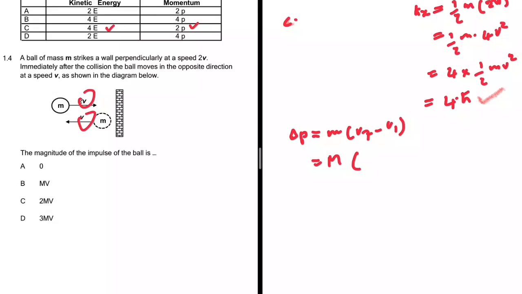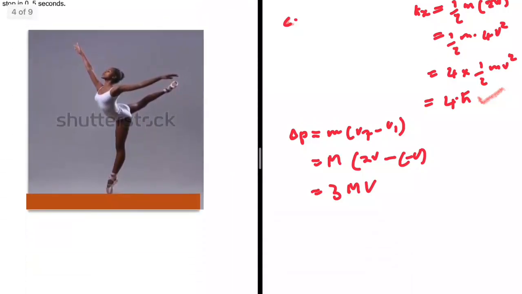Which direction do we need to take as positive, and which direction is going to be negative here? If we take the direction to the right as positive, we'd have 2v minus negative v, which will be plus. So this is going to give us 3mv, which is option D. That is 1.4. We need to be comfortable with working with variables.